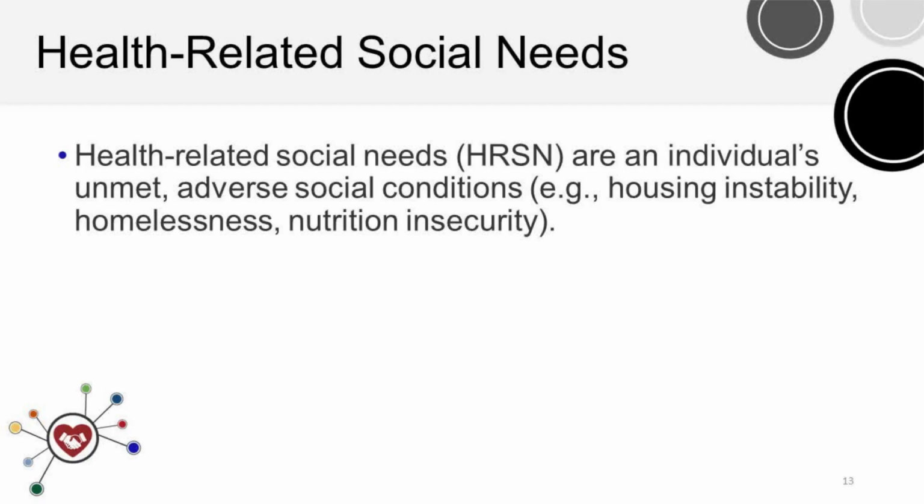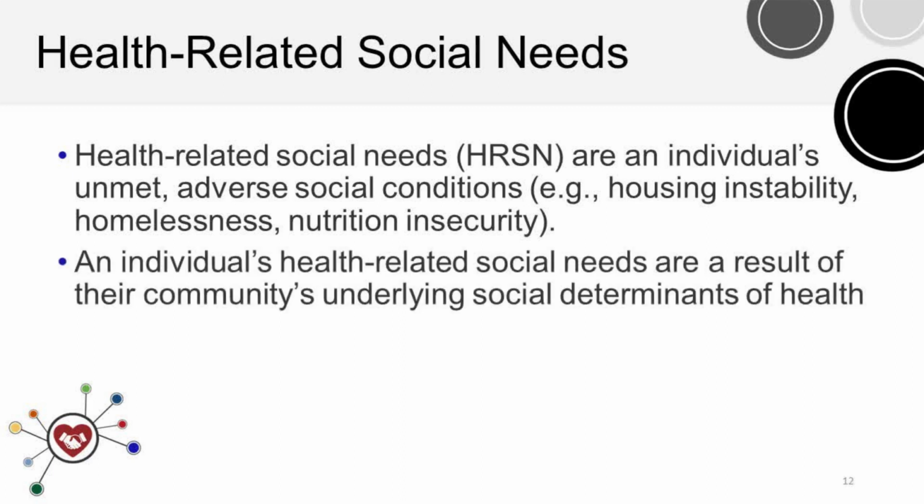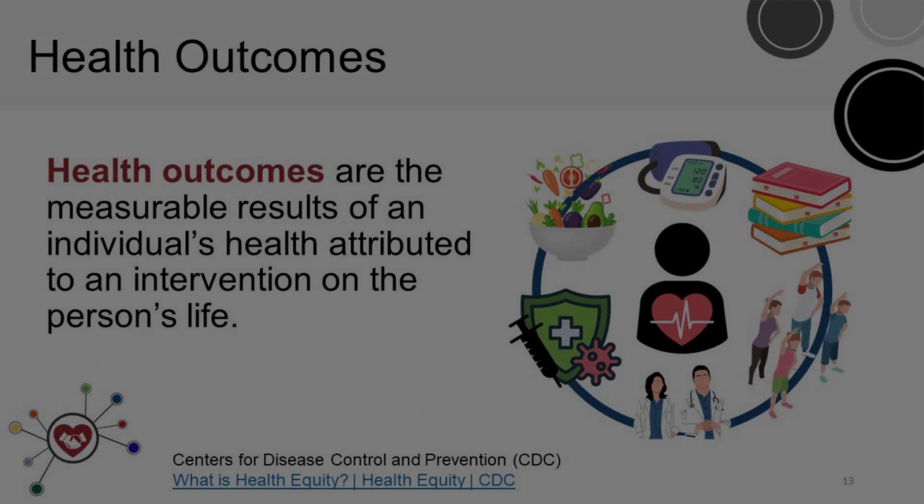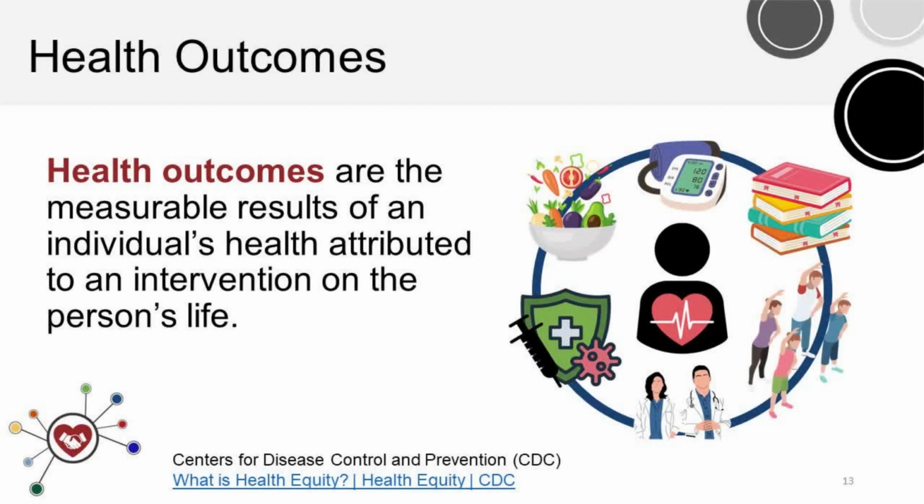The term health-related social needs is sometimes used interchangeably with the term social determinants of health, but an important distinction can be made. Health-related social needs refers to the social and economic needs that individuals experience and that affect their ability to maintain their health and well-being. These health-related social needs are a result of their community's underlying social determinants of health. Health outcomes are the measurable results of an individual's health attributed to an intervention on a person's life.